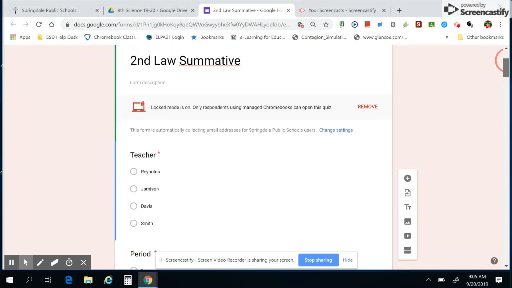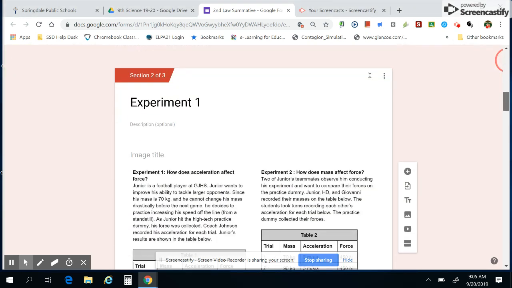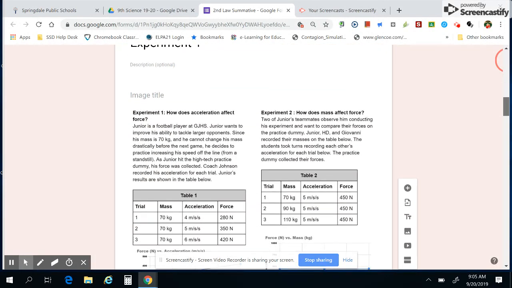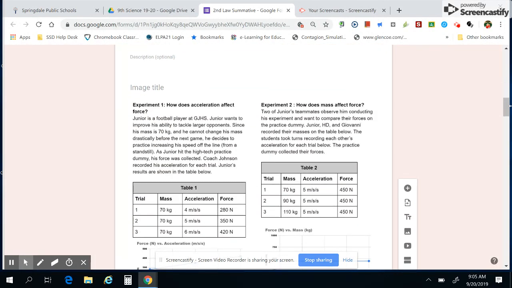Second law summative. Experiment 1. How does acceleration affect force? Junior is a football player at GJHS. Junior wants to improve his ability to tackle larger opponents.